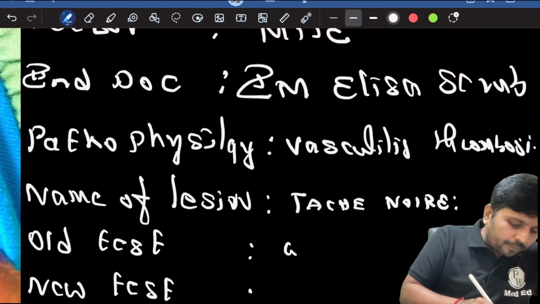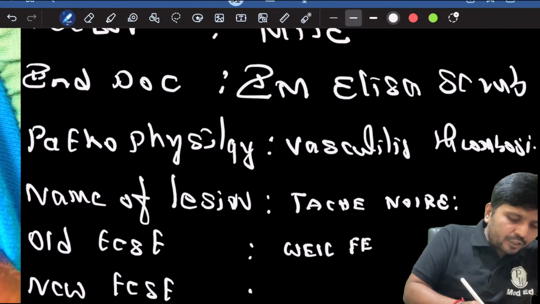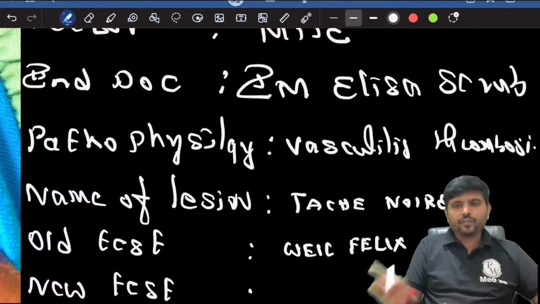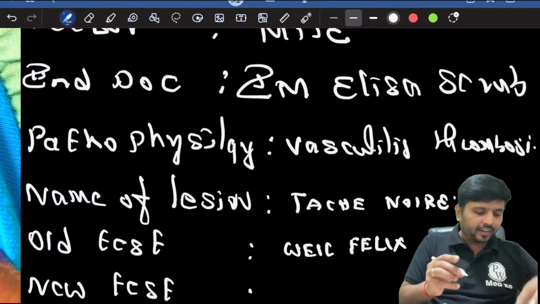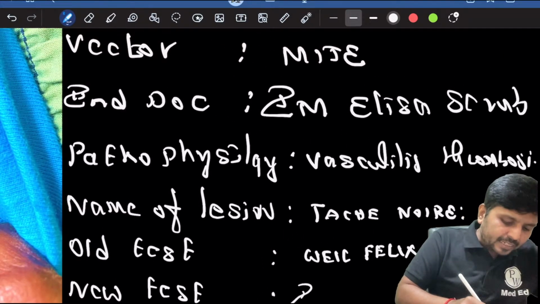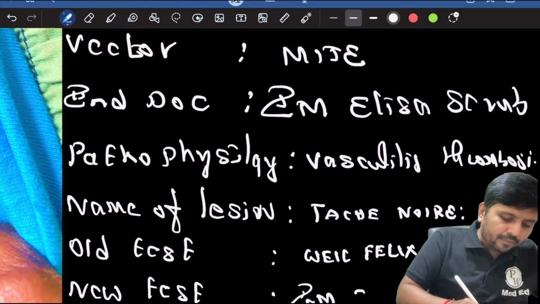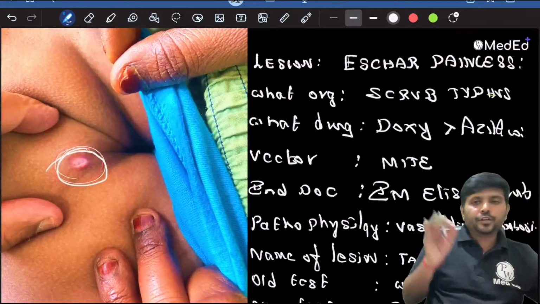Old test is the Weil-Felix test, which we are not using now. The new test, as I told you already, is IgM ELISA. Drug of choice is doxycycline.